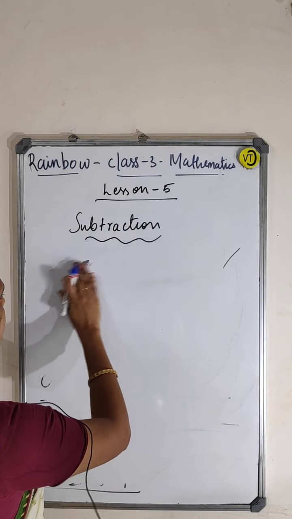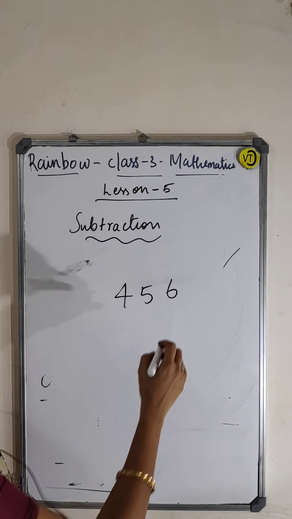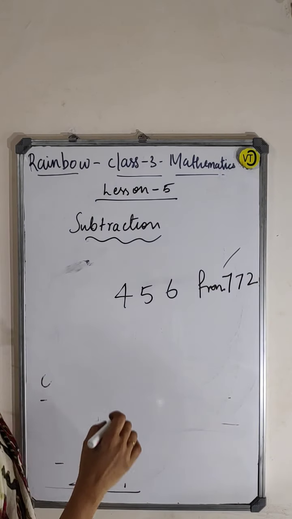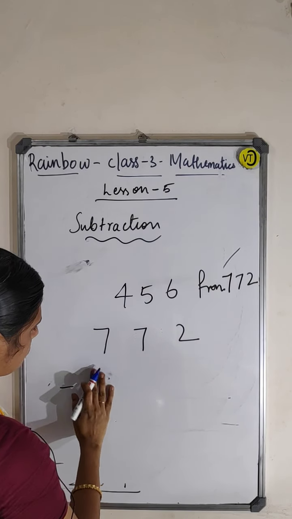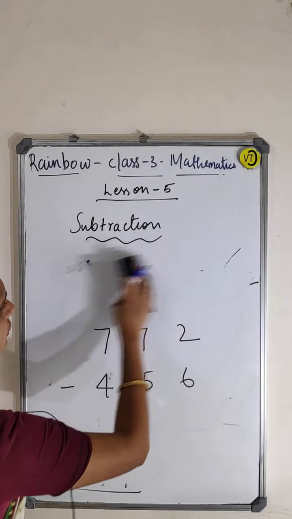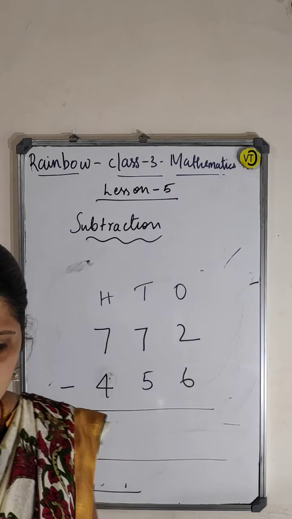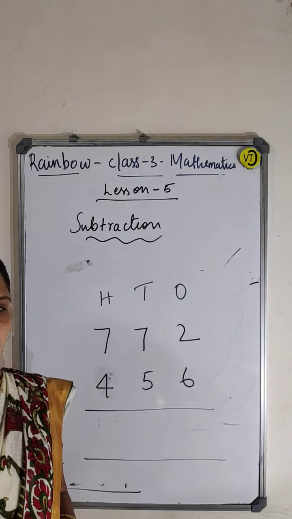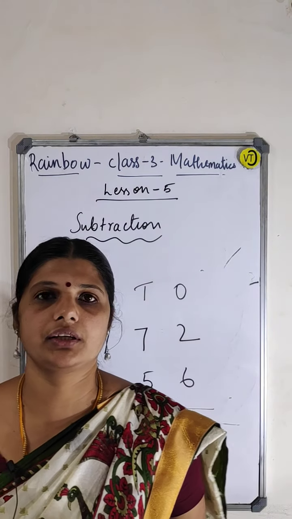Subtract 456 from 772. Okay. So first of all, bigger number minus smaller number. First you have to write this one. Then here it is ones, tens, hundreds. Now I am going to subtract. Here you have to listen carefully. Before I enter into the sum, I want to clarify something.